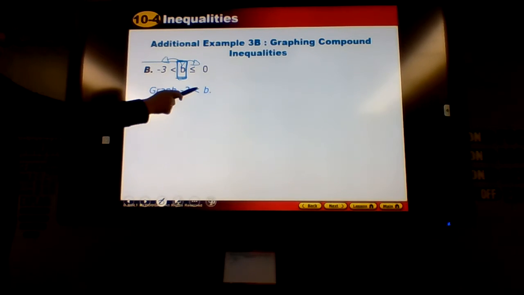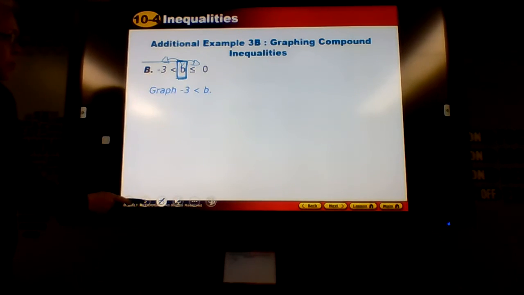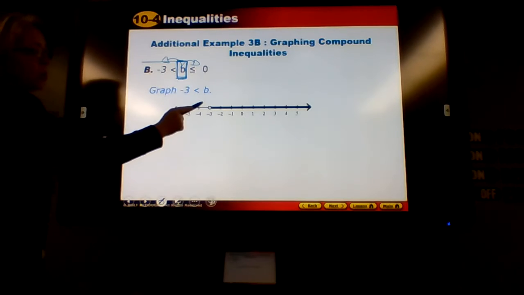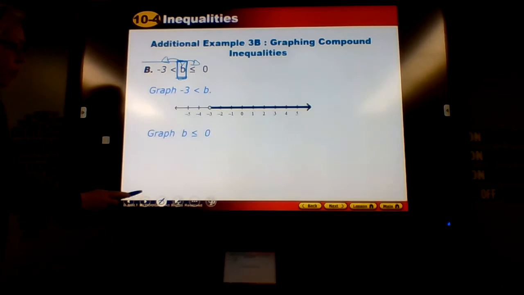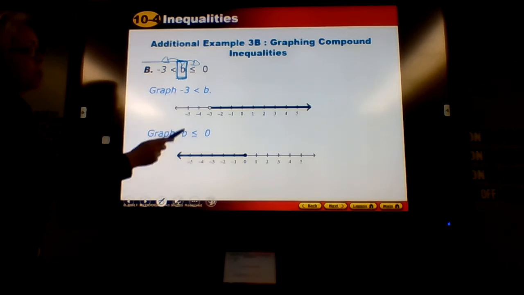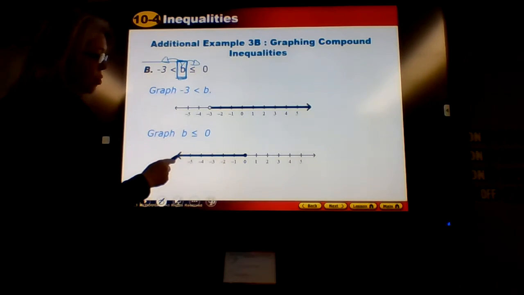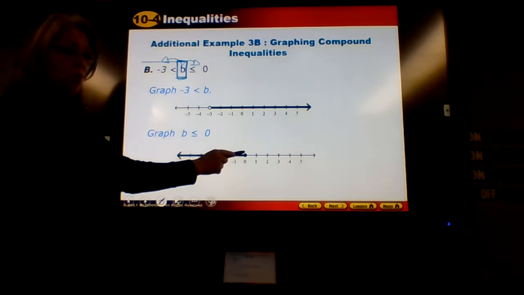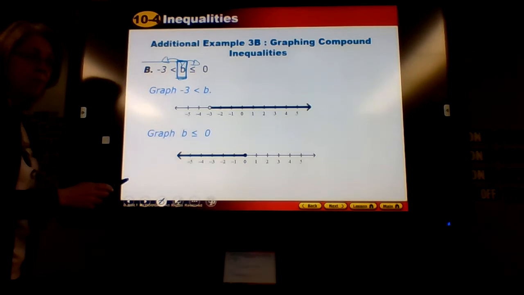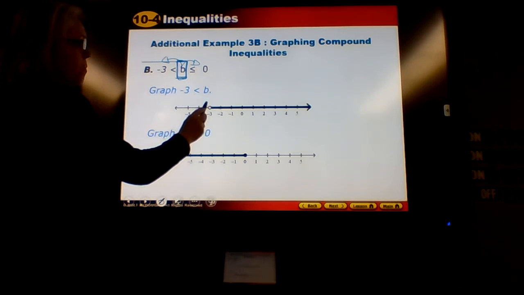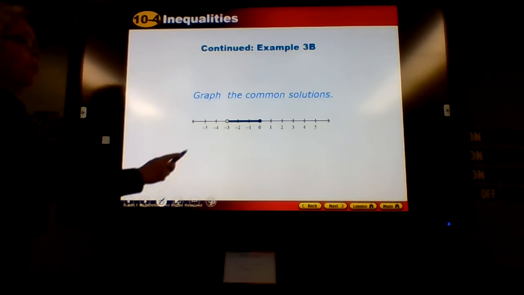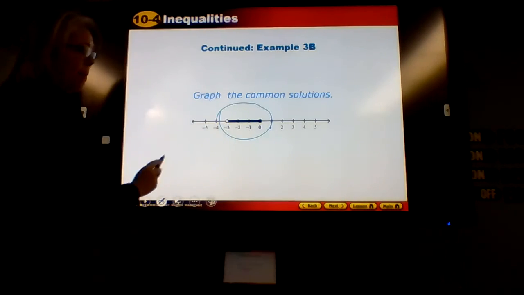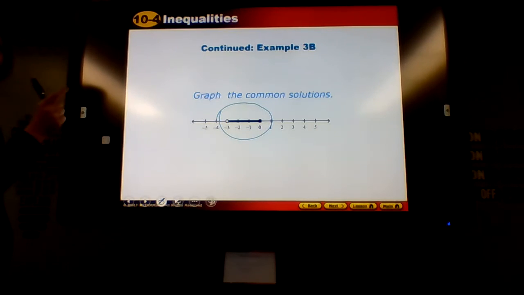So first we're graphing B is greater than negative 3, open circle, goes to the right, right? Then they're going to graph the second one, B is less than or equal to 0, and it goes this way. Now, I'll let them go ahead and finish it so you can see it. The part where they overlap is the solution.